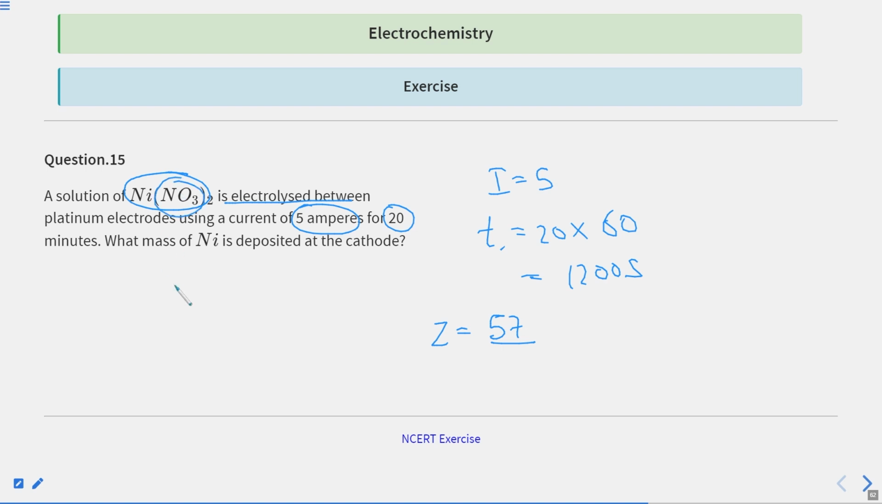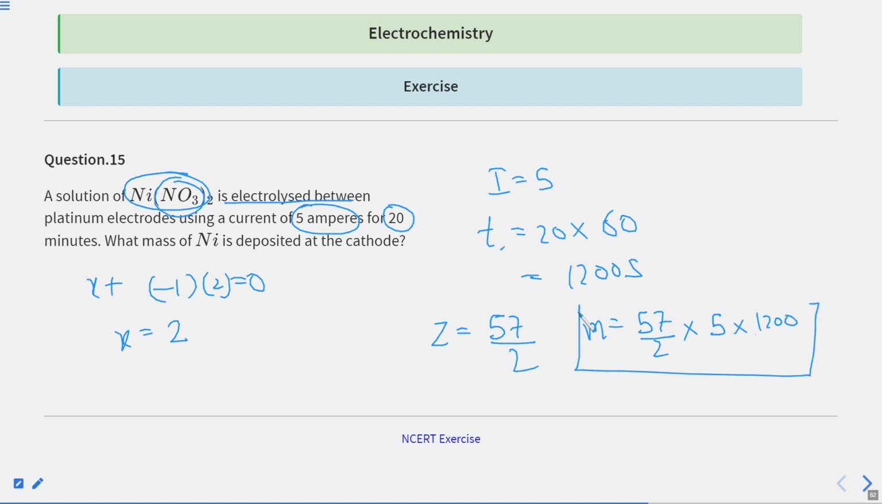So Z will be 57 by, what will be the charge? NO3 has a charge of negative 1, so minus 1 multiplied by 2, since 2 NO3 are there. X equals 0 because the overall compound has 0 charge, so that is plus 2. So divide by 2. So m will be equal to Z multiplied, that is Z is 57 by 2, I, that is current, is 5, and t is 1200. So this will be your final answer.